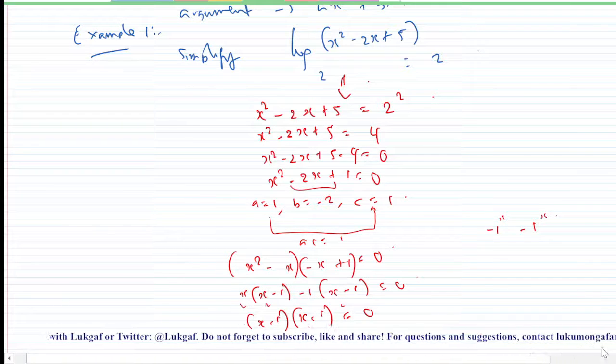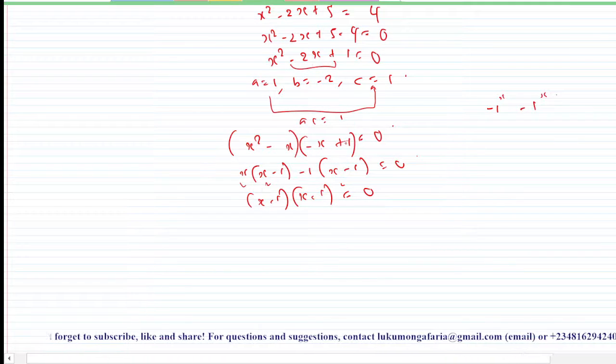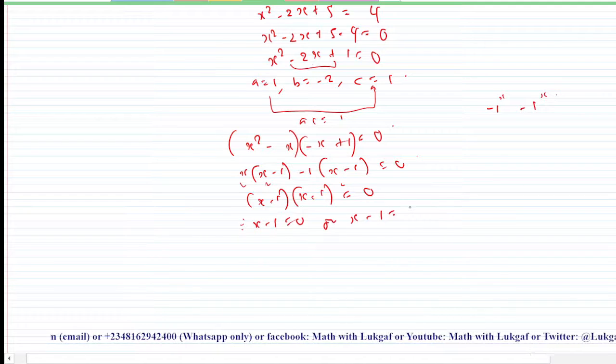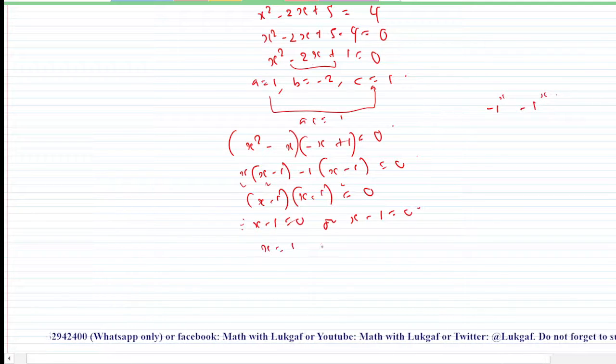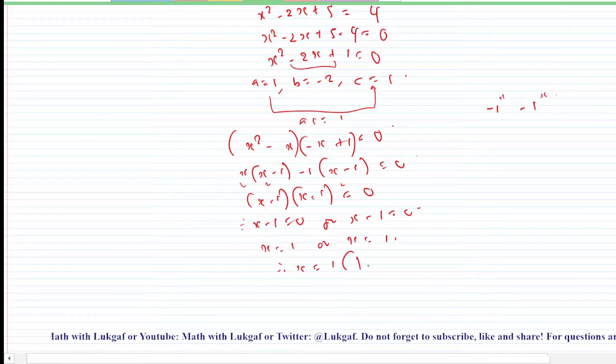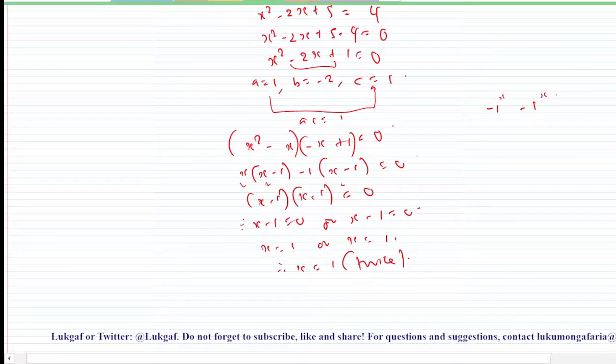So if the product of two numbers is 0, then either one of the numbers is 0. So then you can say either x minus 1 equals 0 or x minus 1 equals 0. Then x is equal to 1 or x is equal to 1. It means your x is equal to 1 twice. You can see it is not difficult to do. Let me give you another example.